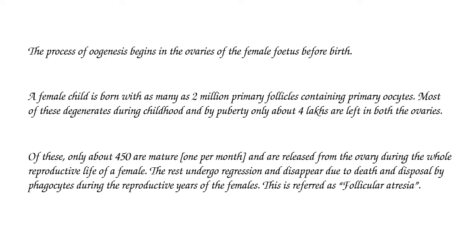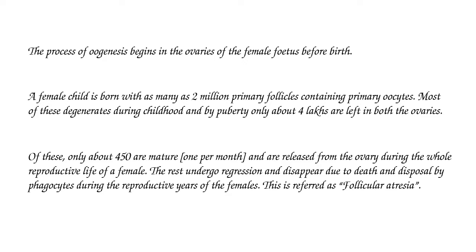So how many are present? 2 million or maybe 20 million primary follicles are present in a female child at the time of birth. Most of these primary follicles degenerate during childhood, and by puberty, meaning sexual maturity, only about 4 lakhs are left in both the ovaries.